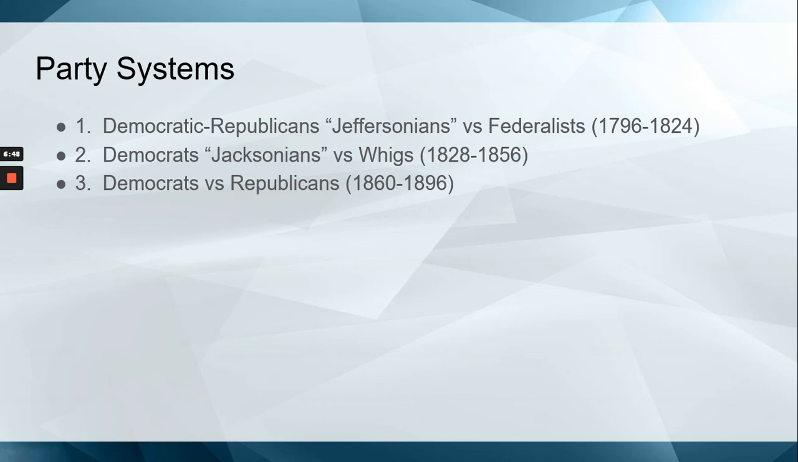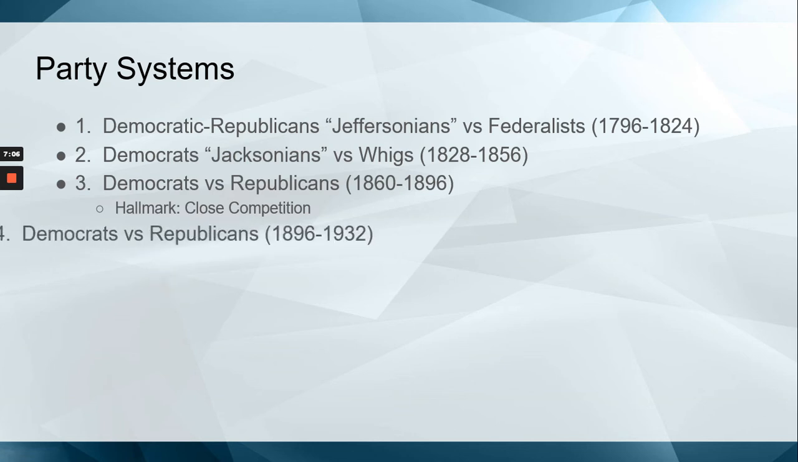So starting in 1860, it's Democrats versus Republicans. From 1860 to 1896, this is the Republican era. It starts with the election of Lincoln, and the hallmark of it is that it's close competition. They are very close, but the Democrats tend to pull it out.